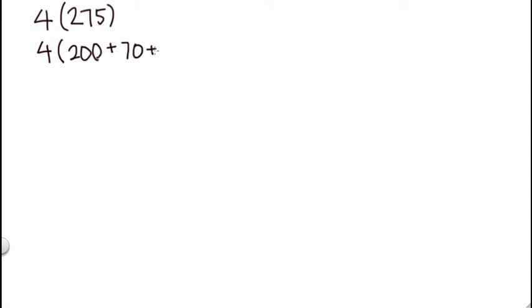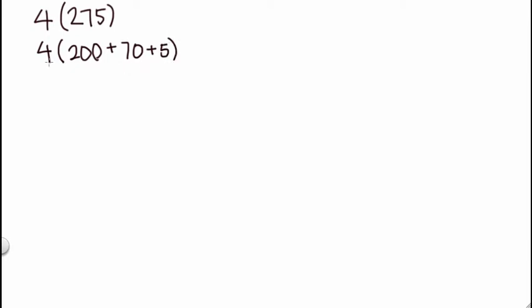We're going to talk about some algorithms for doing multiplication. And we're going to use powers of tens to help us through our multiplication. So if we start off with, let's say, 4 times 275, just like before, we can split up this 275 into addition. So it'll be 4 times 200 plus 70 plus 5.